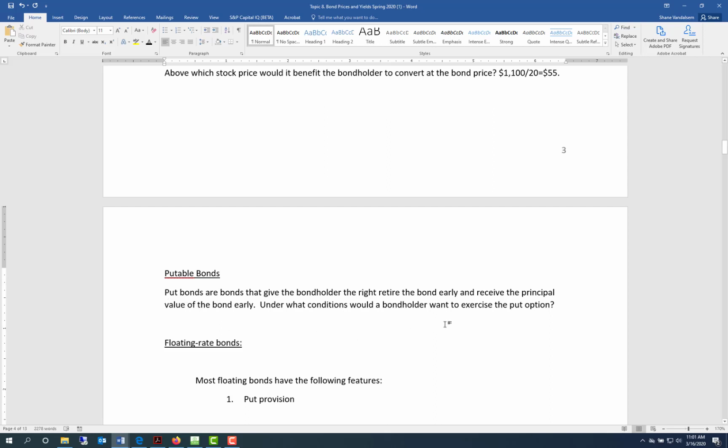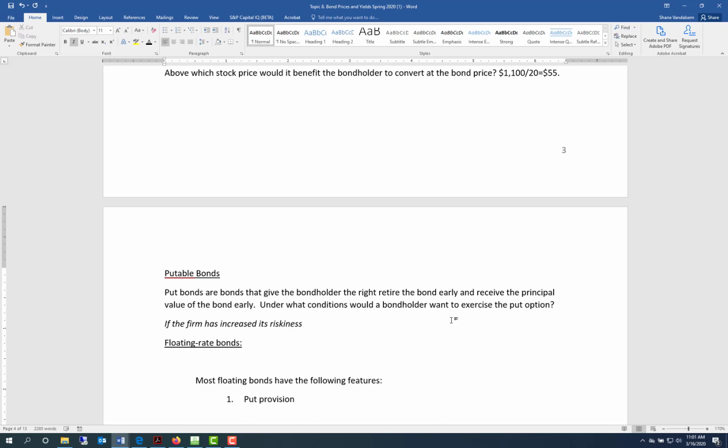Under what conditions would a bondholder want to exercise the put option? If the firm has increased its riskiness, because what's going to happen in this case is that the bond value is going to go down. What I'm really looking for as an investor is if that bond value goes down below the par value. So let's say I have a bond that's worth $900 in the marketplace, but I can exercise that put option on the bond and receive $1,000.